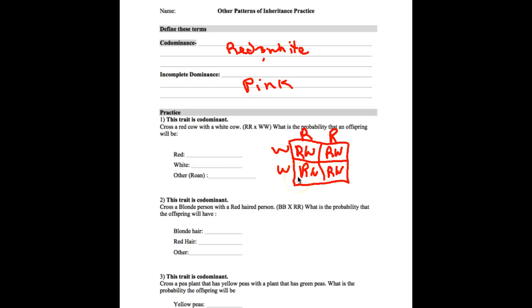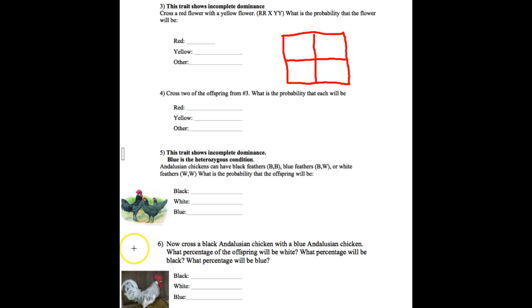So here we were looking at a cow. We were looking at a white cow and a red cow, and both were dominant. They were codominant, so both would be expressed. If you mated a red cow with a white cow and both were dominant, you would have a 100% chance of having a roan cow, or a red and white cow. So both would be expressed. Go ahead and try the next two, and then we will work on incomplete dominance down below.